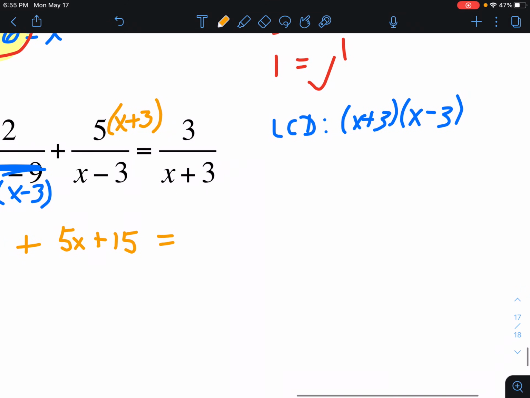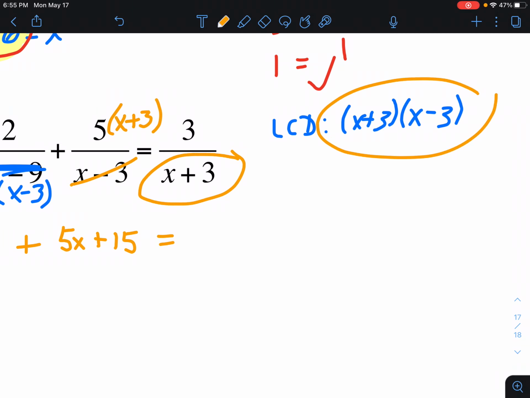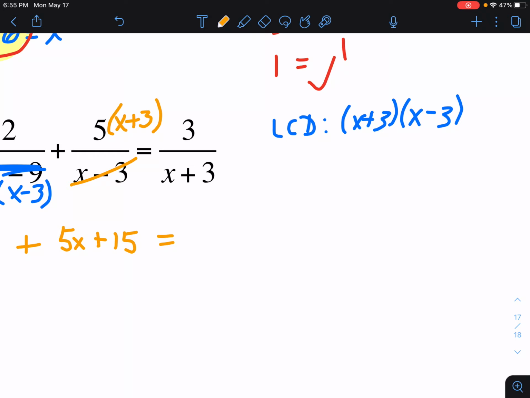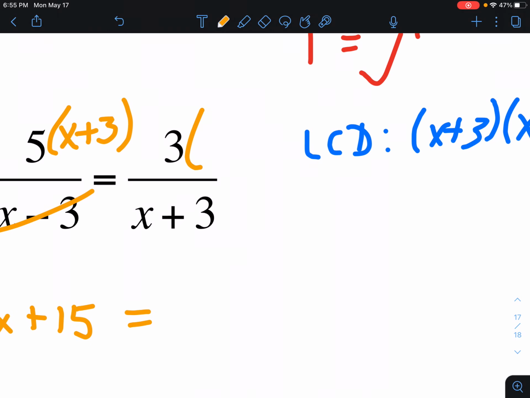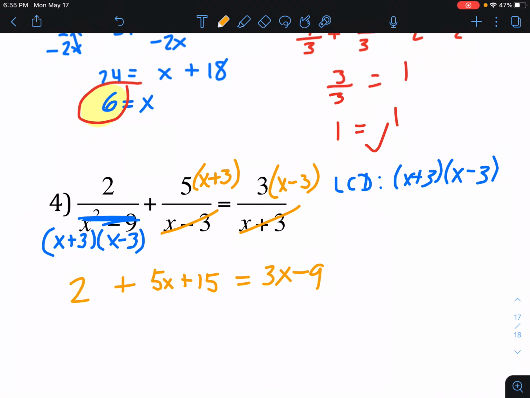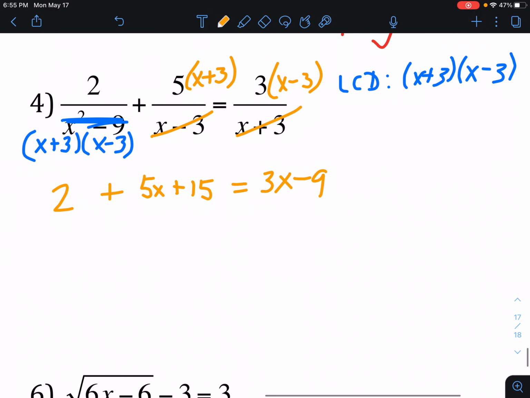And we just kind of cancel off the fraction. And then after the equal sign, what's the 3 multiplied by? What's missing? The x minus 3 is missing. So 3 is going to multiply by x minus 3. So that'll be 3x minus 9 after I distribute. So now I'm ready to just go ahead and solve.